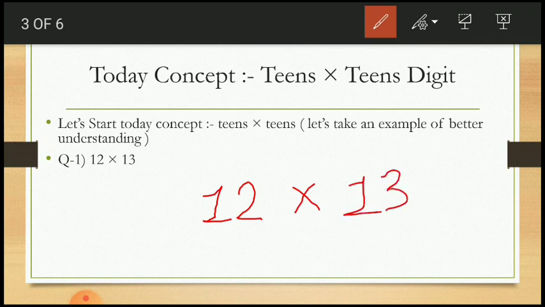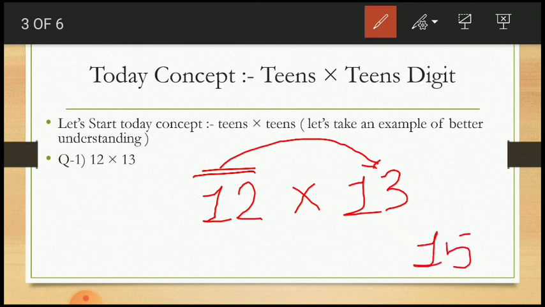Now you have to add this 12 to the next unit place, meaning 3. When you add 12 plus 3, your answer comes 15. First you have to add this 12 to the next unit place, and the answer comes 15.